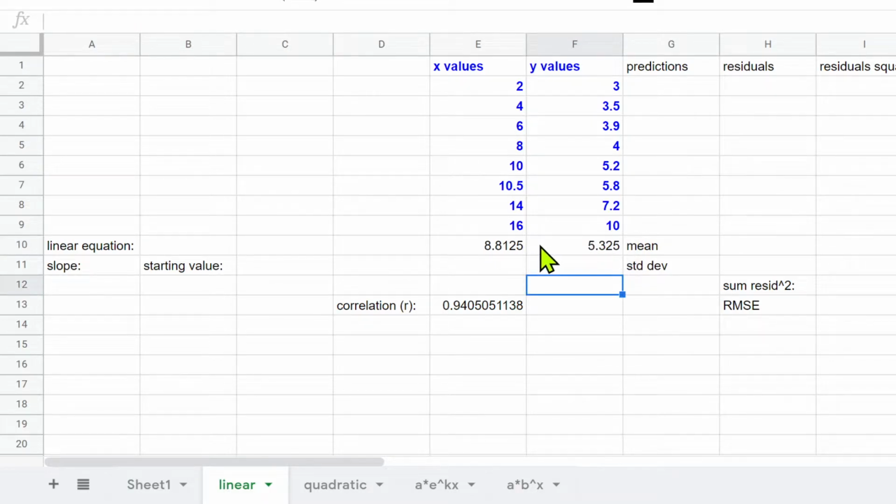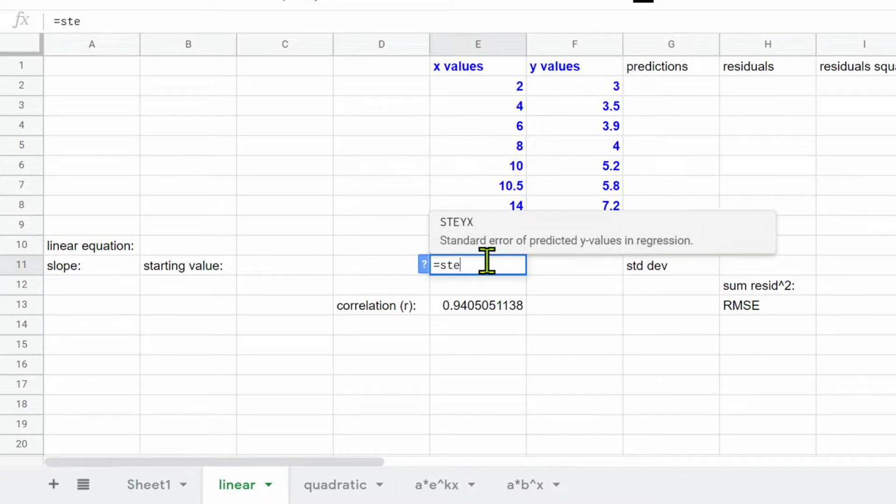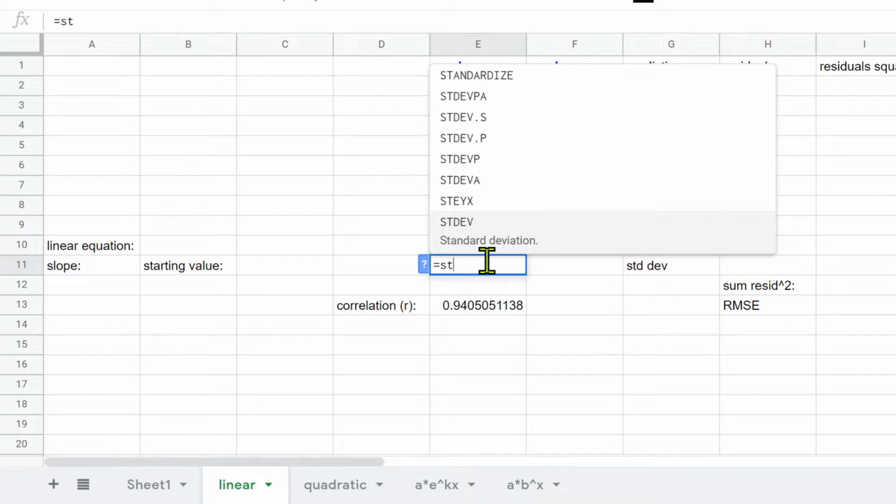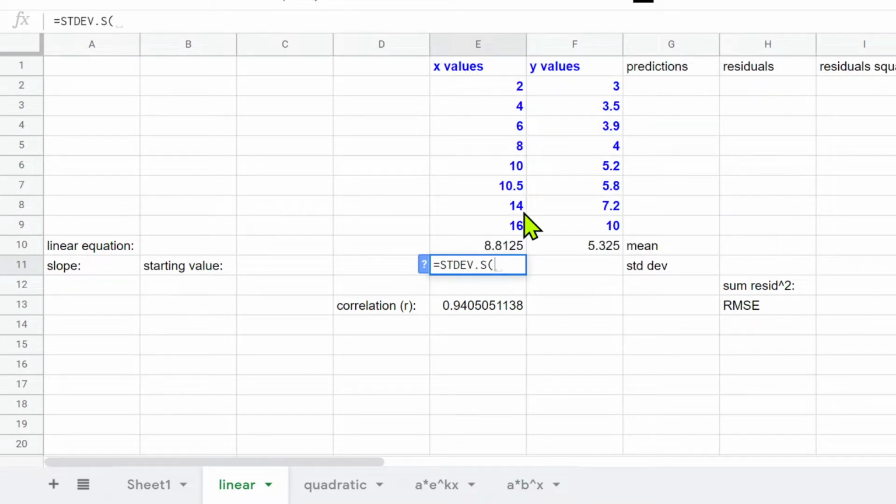So that's the mean of those values, and we're going to use that in one moment to calculate the slope and the starting value. Next, we're going to calculate the standard deviation for the x values and the y values. Google fortunately has a standard formula built in, standard deviation. They have different standard deviations. We use STDEV.S, which stands for sample, but just know to use this one here. We do the same thing, E2 to E9, and then we can copy that, paste it here, and there's the standard deviation of the y values.